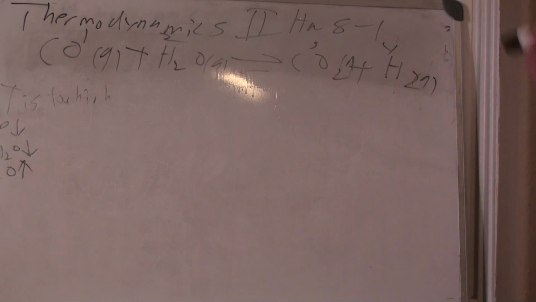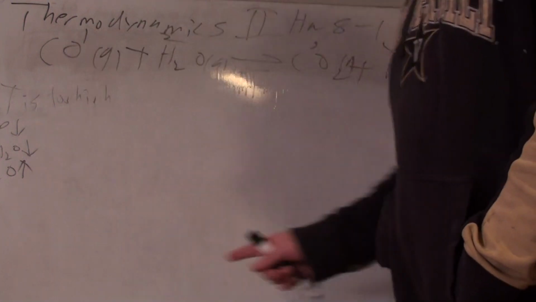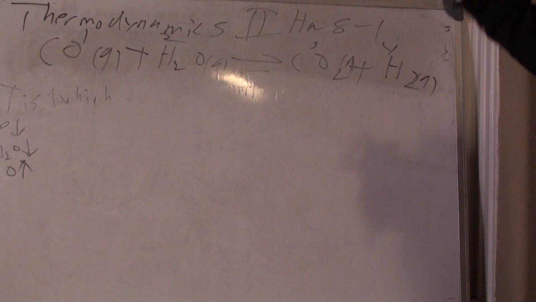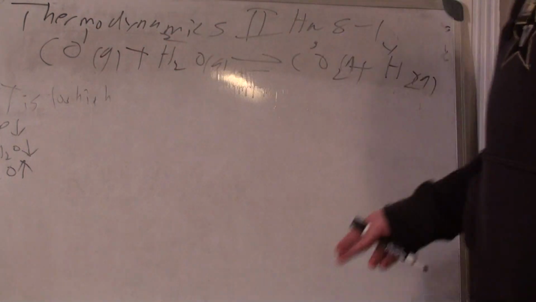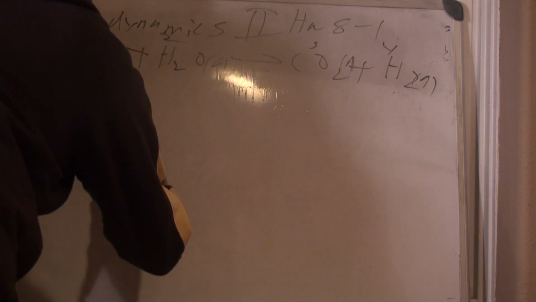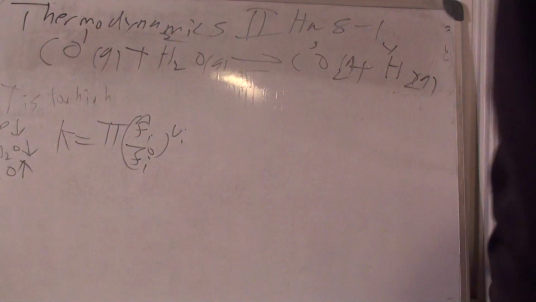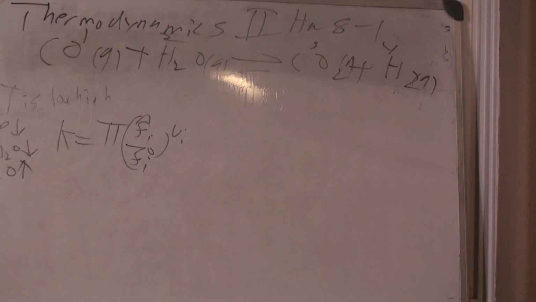First thing I do is I balance the reaction. No matter what, I balance the reaction, or at least I check that it's balanced. I got 1 carbon, 1 carbon; 1 oxygen, 1 oxygen, 2 oxygens, 2 oxygens; 2 hydrogens, 2 hydrogens. All right, I am balanced. Now I write out the equilibrium constant and its relative formula. K is equal to the product of fi over fi naught to the nu i. Obviously that doesn't help me a ton, but it reminds me what I need to plug in.